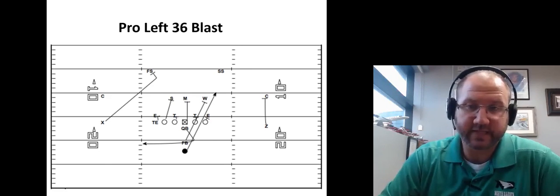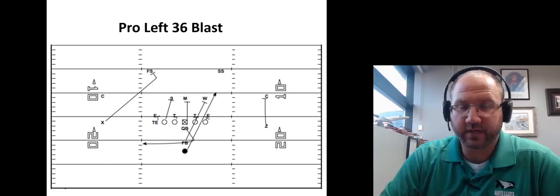So that's it for the blast plays. Hopefully we're able to execute this really well and gain some big yardage.